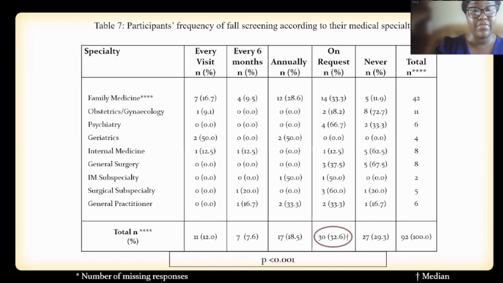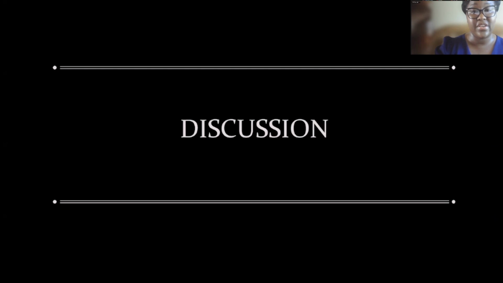Statistically, the frequency by which physicians screened differed significantly by their specialty, where P was less than 0.001. Of those screening annually, as per the guidelines, 29% of family medicine physicians, 50% of geriatricians, and 33% of general practitioners did so. On to our discussion.